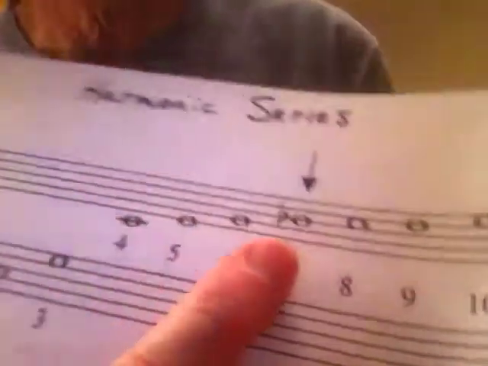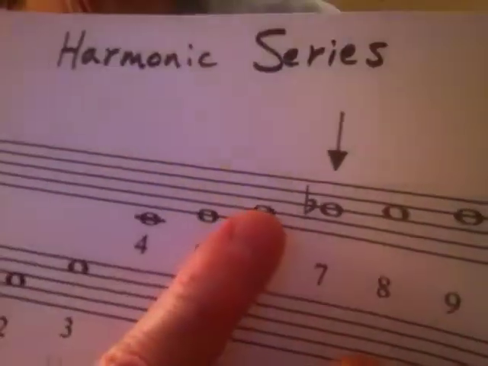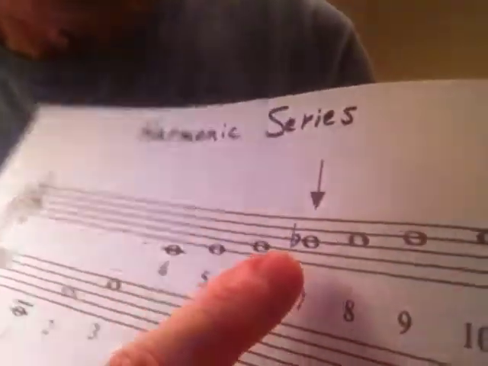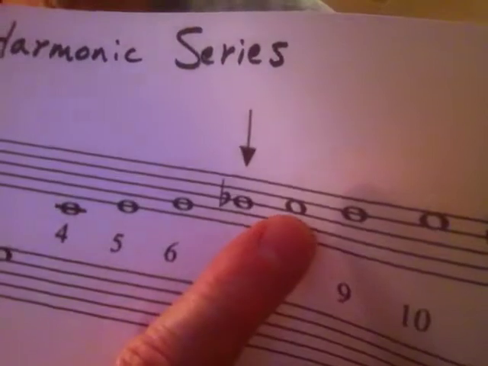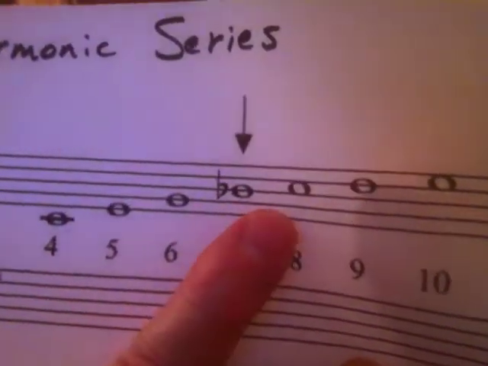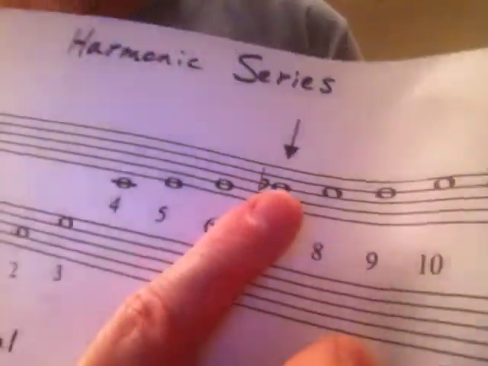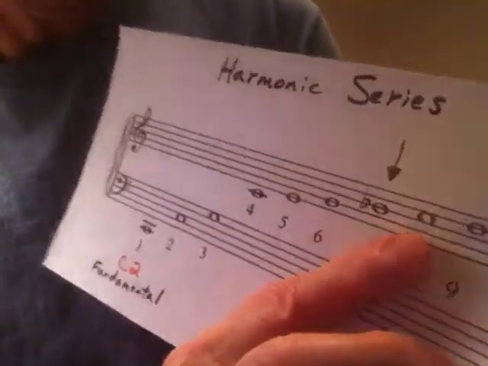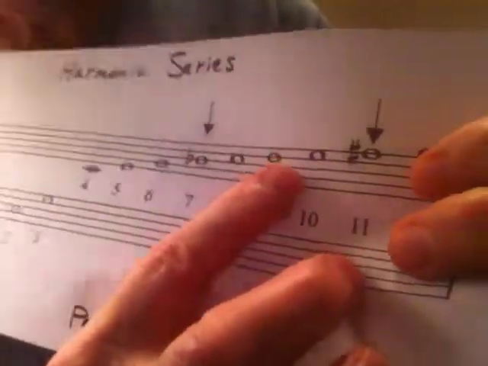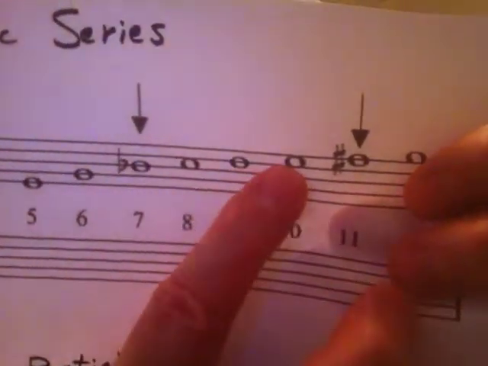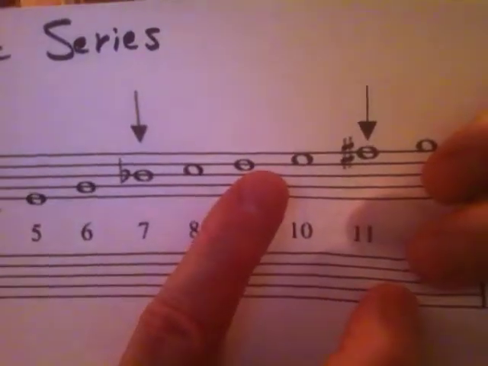And then here you have G to B flat, you have another minor. Then here you have B flat to C, and they call that a major second. And then from E to F, you have what they call a minor second.